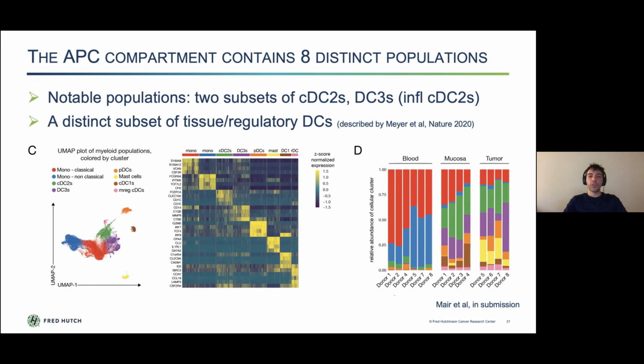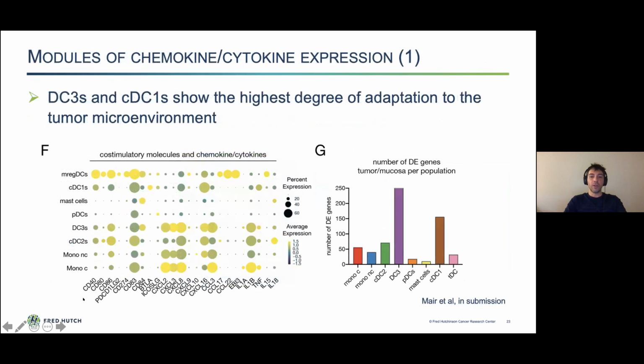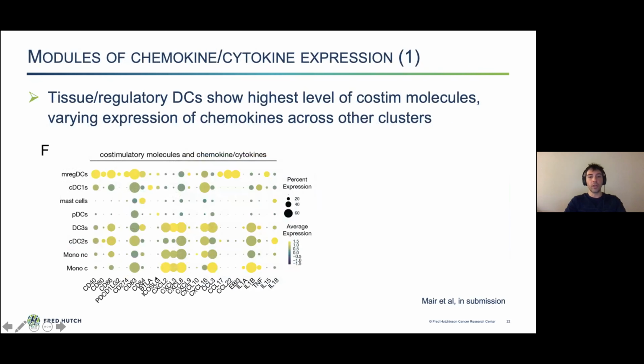What we did next is we wanted to understand what these cells are actually doing in these tissues, and for that we looked at the expression of co-stimulatory molecules or chemokines or certain cytokines. And what we observed when you look at the mucosa and the tumor together, you can see that there are very distinct modules of chemokine and cytokine expression. For example, CXCL2, 3, and 8 are primarily expressed by monocytes, cDC2s, and DC3s, while co-stimulatory molecules and, for example, CCL22 and EBI3 are highly expressed by these MREG DCs and not so much by the other cellular populations.